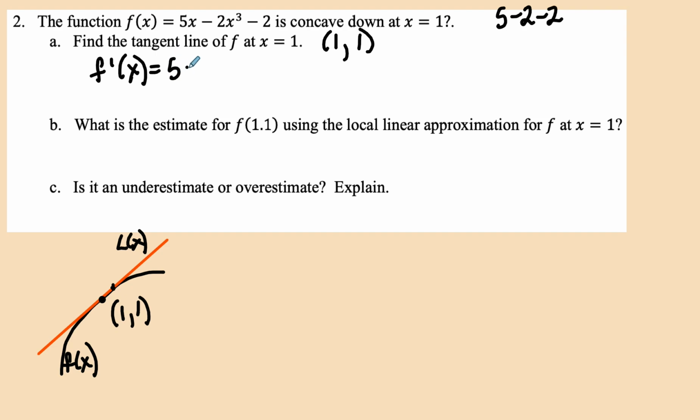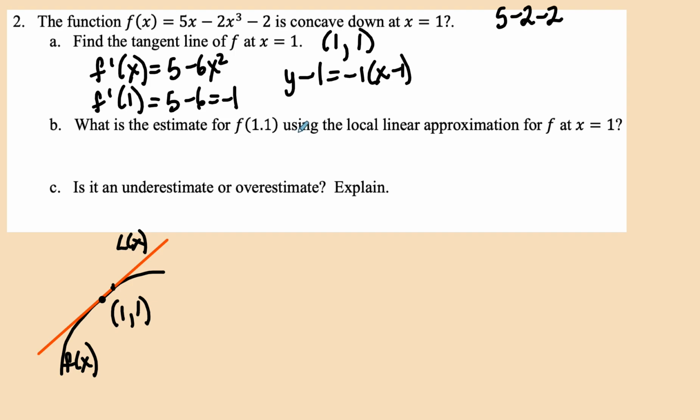So that'll be 5, take away 6x squared, and so the derivative at 1 will be 5, take away 6, which is negative 1. So my tangent line will be y minus 1 is equal to negative 1 times x minus 1. I'm going to call this L of x, and this is negative x minus 1 plus 1. So this is my linearization, this is my tangent line.